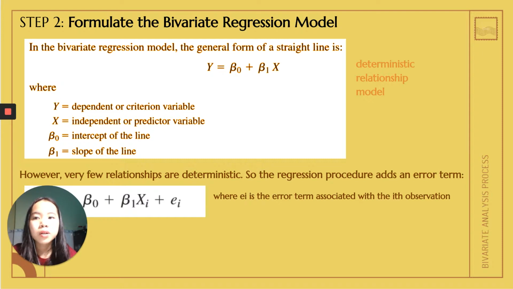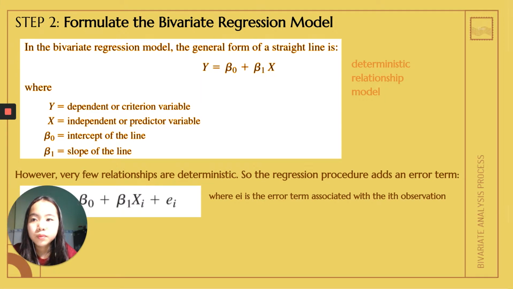where y is the dependent variable, x is the independent variable, beta 0 is the intercept, and beta 1 is the slope. However, in reality, few relationships are deterministic. So the regression procedure needs to add an error term, which is e_i. e_i is the error term associated with the i-th observation.